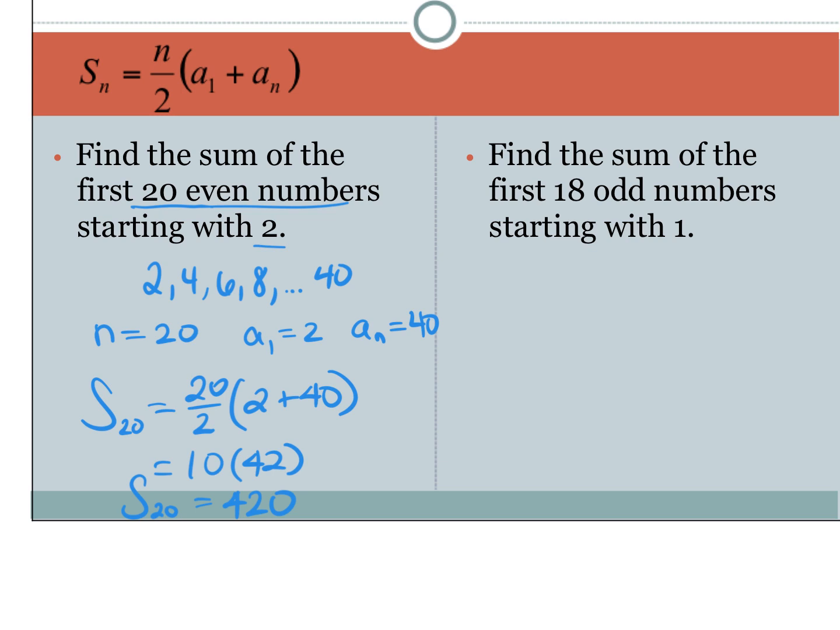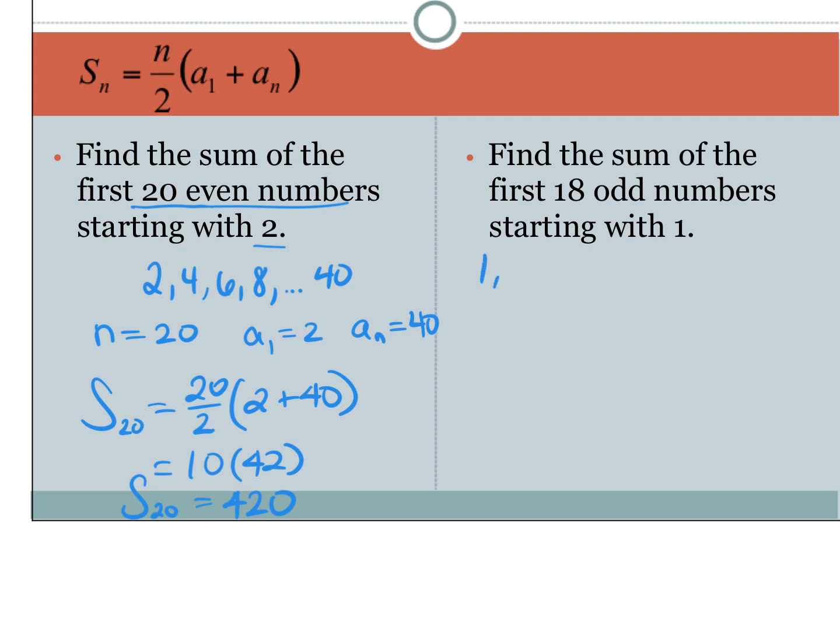Now your example is to write out the first 18 odd numbers starting with 1. So go ahead and write them out. See if you can figure out what that 18th odd number is. Give it a try before you continue watching. So pause the video. Okay, you should have had a chance to do this on your own by now.